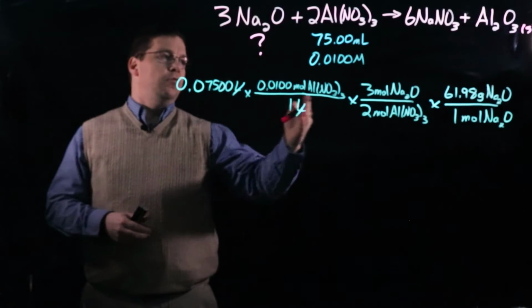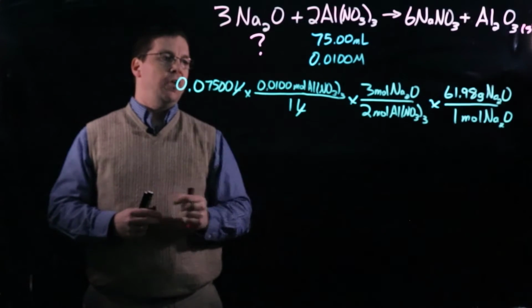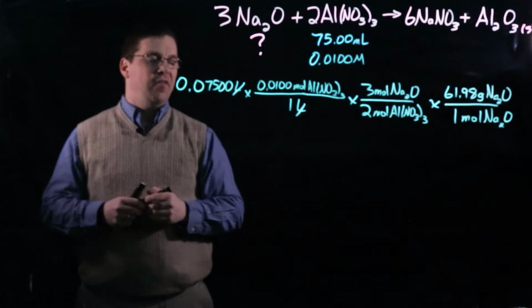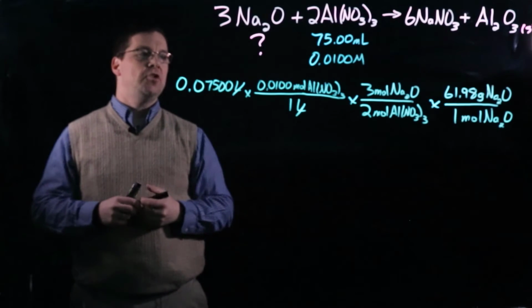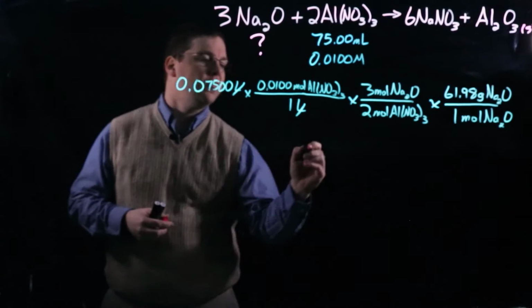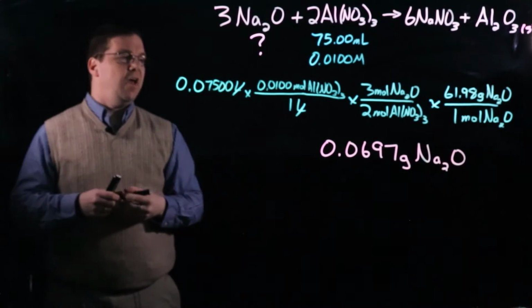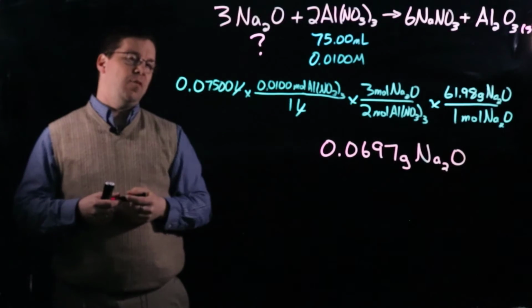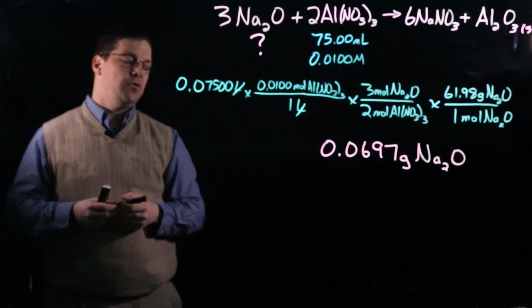So when we do the math, we multiply across our numerators, then we divide by the only value we have in the denominator, which is a 2, and we should come up with a final answer of 0.0697 grams. Another way to express that would be 69.7 milligrams of Na2O.